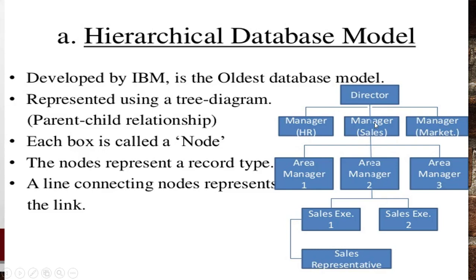So in this hierarchical data model, it is a tree-like structure. It has a root node and it has child nodes. The root node is the topmost node, that is the director node is the root node, and the child nodes are these managers here. That is HR manager, sales manager and marketing manager. And the lines which are used to connect these nodes are called links.